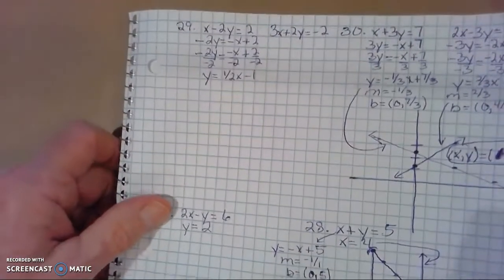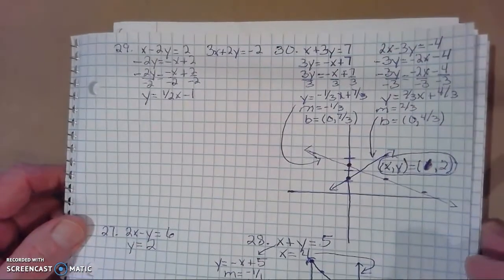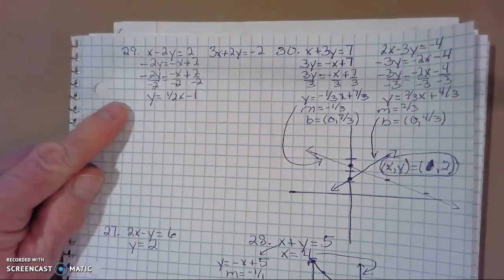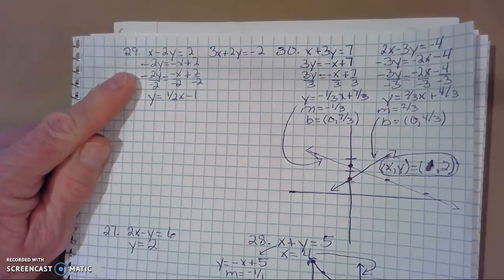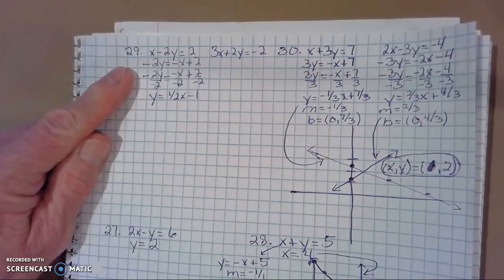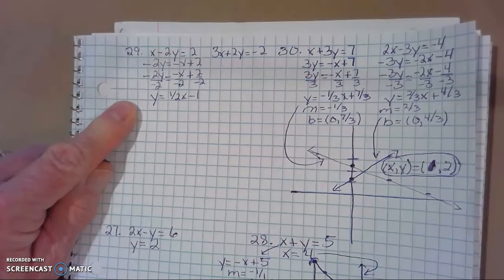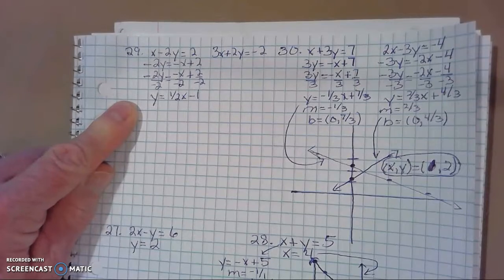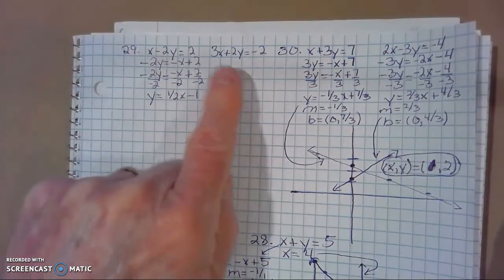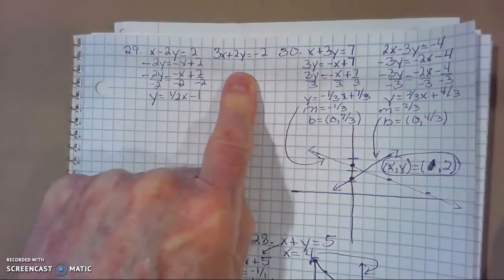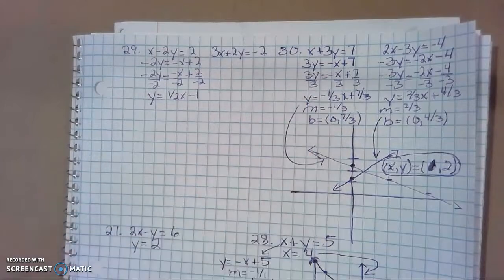Then 29. I started working it out. The first equation is x minus 2y equals 2. I started doing some work on it, not remembering that it was your problem. And then there's the second equation, 3x plus 2y equals -2.